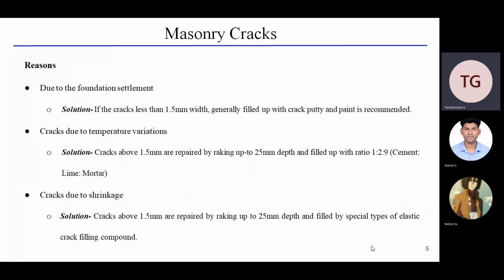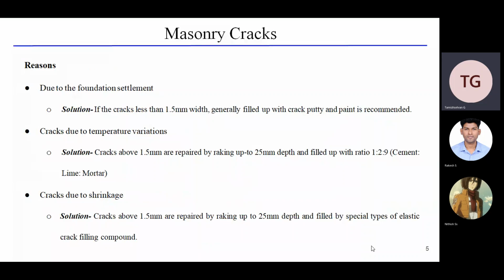The cracks that are formed due to foundation settlement are one cause of masonry cracks. The solution for foundation settlement cracks of 1.5 mm width is to fill them with crack putty, and after the crack putty, paint is recommended. The second one is the crack due to temperature variation. Here the cracks range from 1.5 mm to 25 mm in depth, which requires a solution of cement mortar or lime mortar to fill.